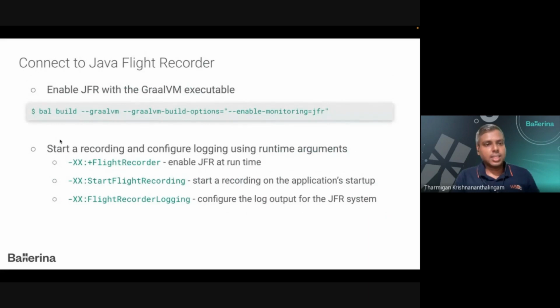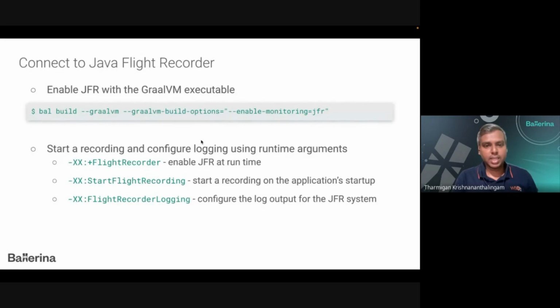And the second topic is to connect to Java Flight Recorder. This is also possible by passing JFR as an option to the enable monitoring flag. When we pass this option, we can see some runtime arguments available in the native executable, where we can enable and start a recording, and we can even configure logging at runtime as well. These options are only available when we build the GraalVM native executable with this specific option.